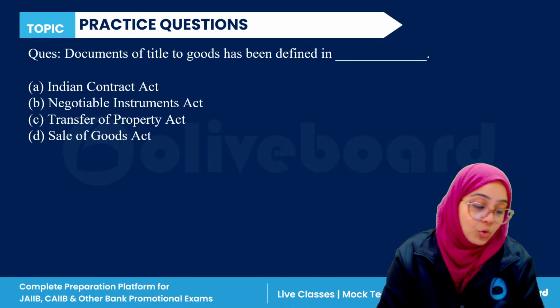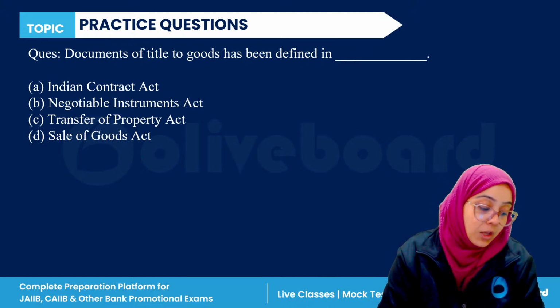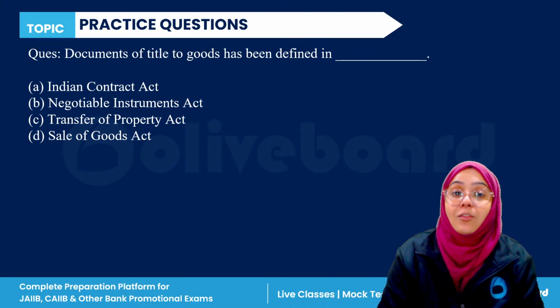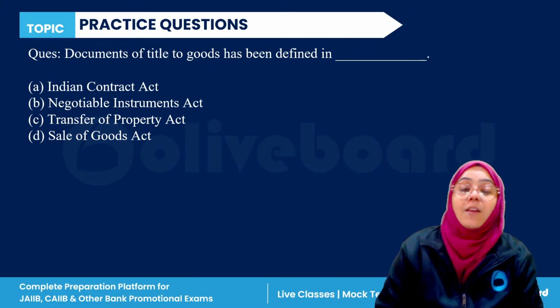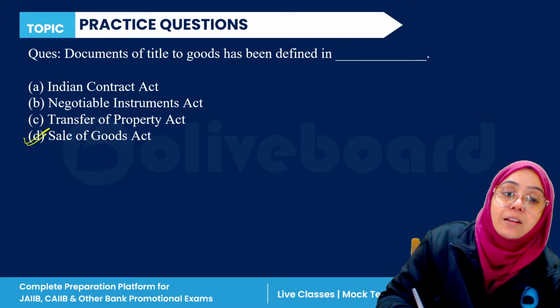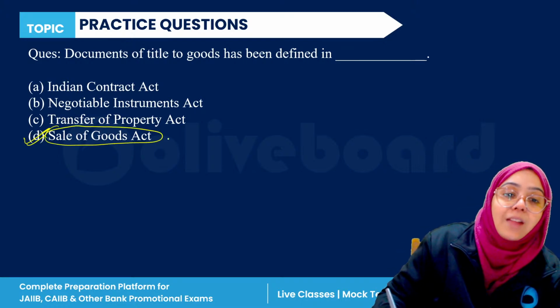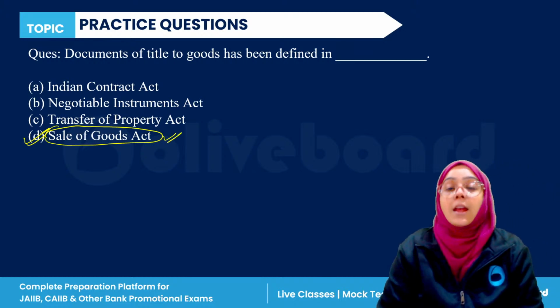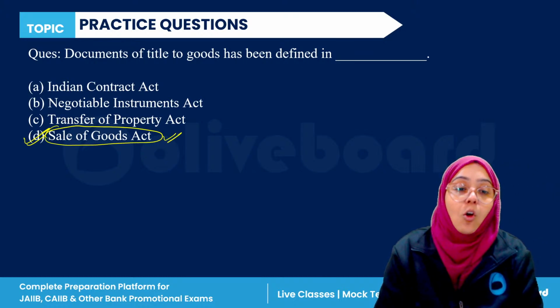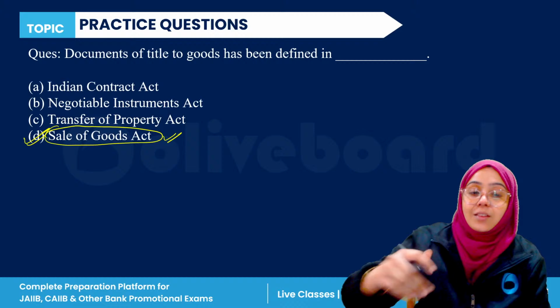Please answer this question, guys. The correct answer is: documents of title to goods are defined under the Sale of Goods Act. So the correct answer is C.